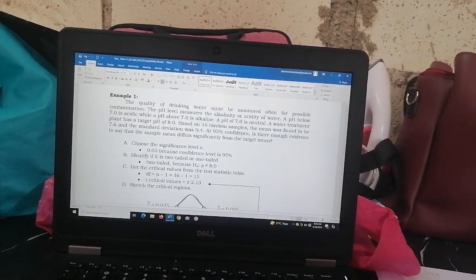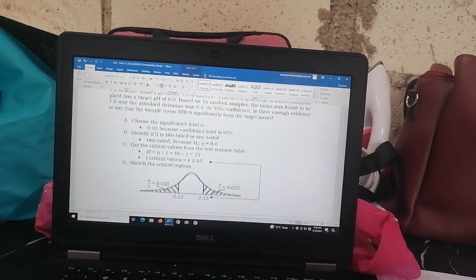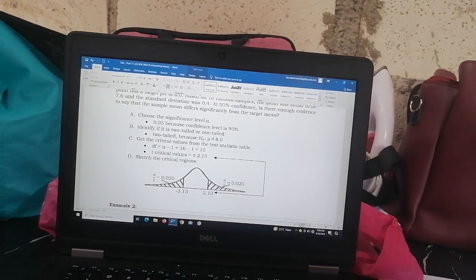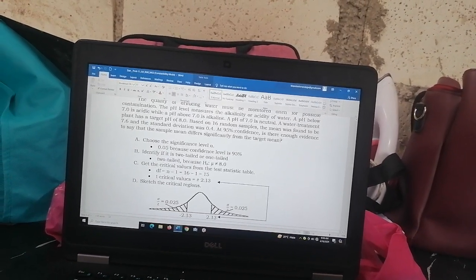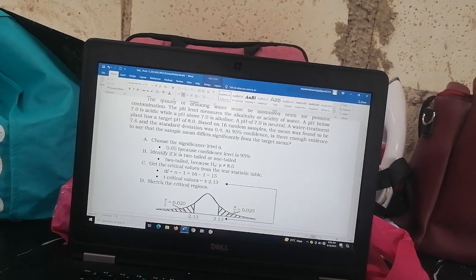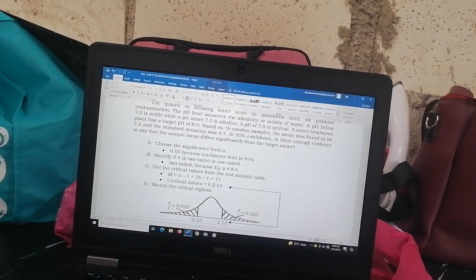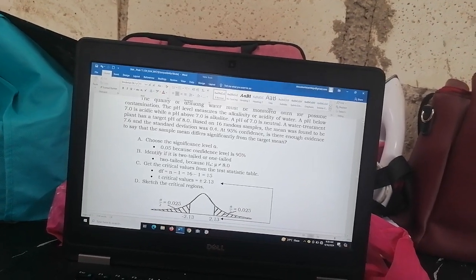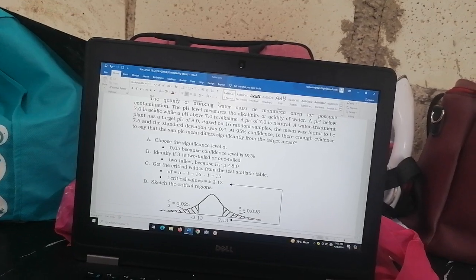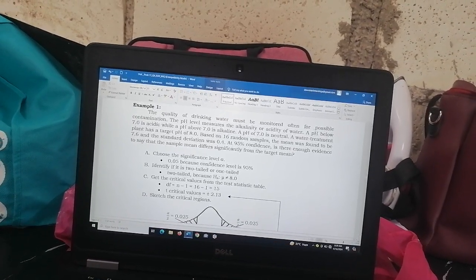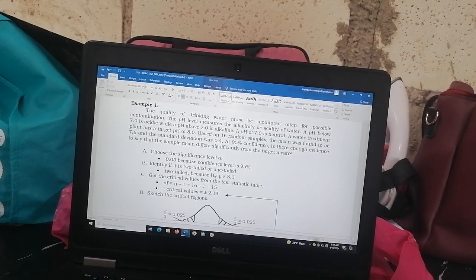So, of course, for your example, you need to choose the significance level. From our problem, which is 95% confidence, our significance level is 0.05. Then for letter B, identify if it's two-tailed or one-tailed. So, it's the rejection region. What is mentioned here? It does not say greater than or less than.